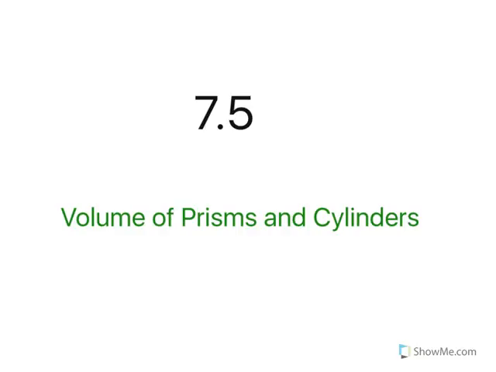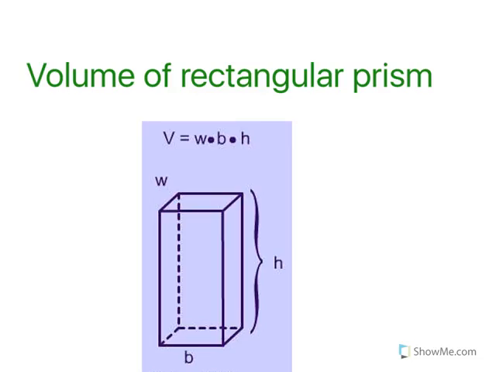This lesson is on section 7.5 titled Volume of Prisms and Cylinders. So the first lesson should be a nice easy review of sixth grade concepts. Super easy. We're just trying to find the volume of a rectangular prism.